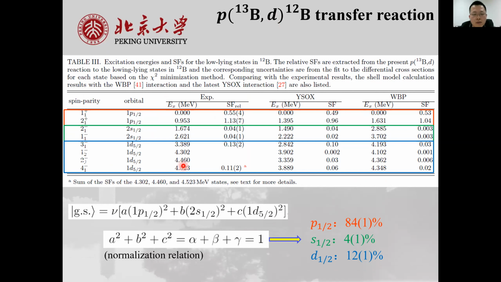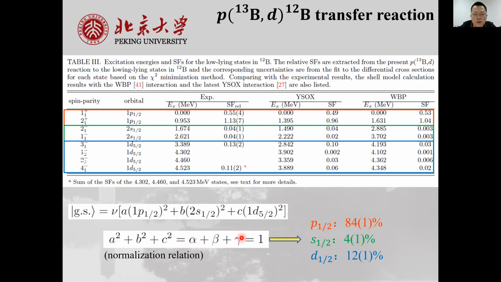This is the experimental result. We give the relative spectroscopic factor here. This is the well-known excitation energy. And then, as I just mentioned, we write the neutron configuration in this form, and the normalization relation gives alpha plus beta plus gamma equals 1. The ratio of alpha, beta, and gamma is given by the sum of spectroscopic factors for the relevant PSD wave transfer.